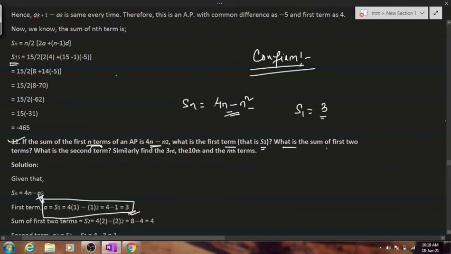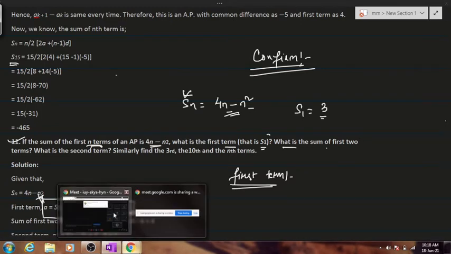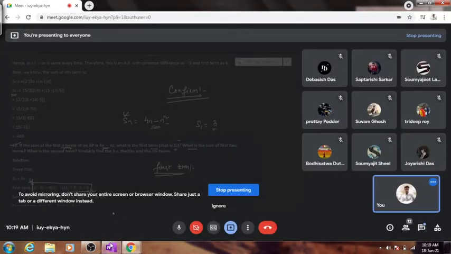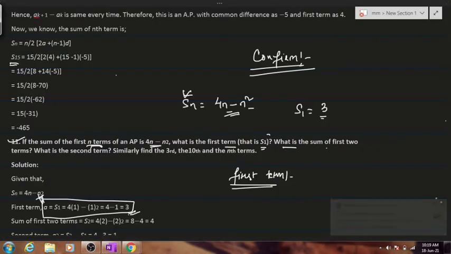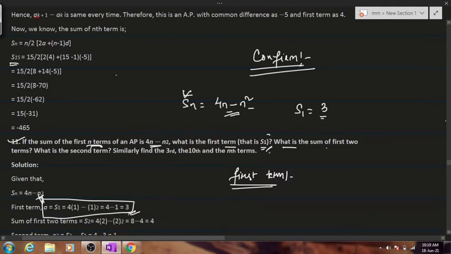Now you say, sir, you are putting n equals 1 in the formula for sum. And what does n equals 1 mean? It's obviously the first term, right? Yes or no? S1 means sum of the first term, and obviously one term cannot have a sum, so it is going to be the first term, right? Clear? Yes or no? So the first portion of the question is done.